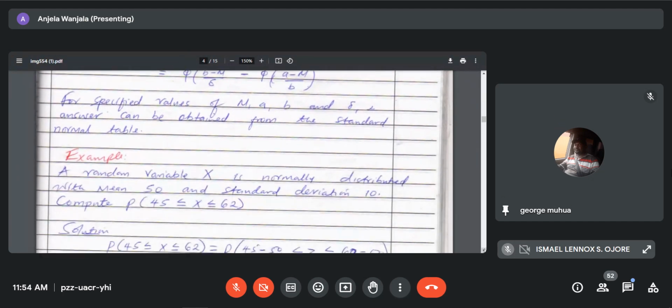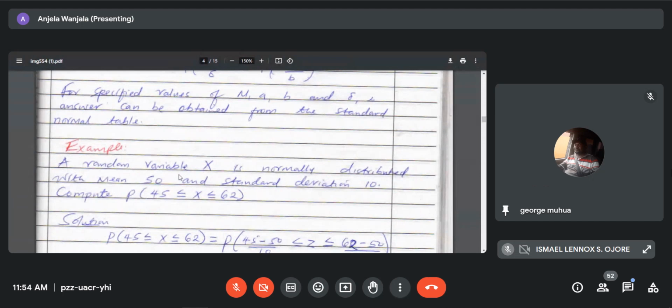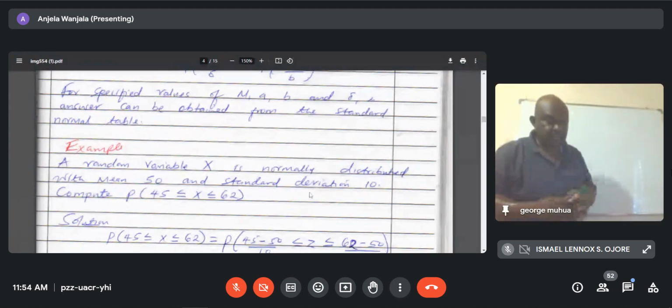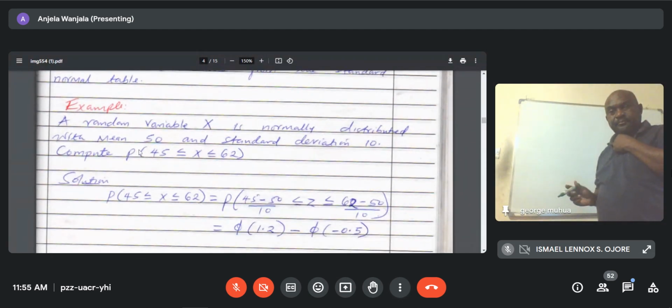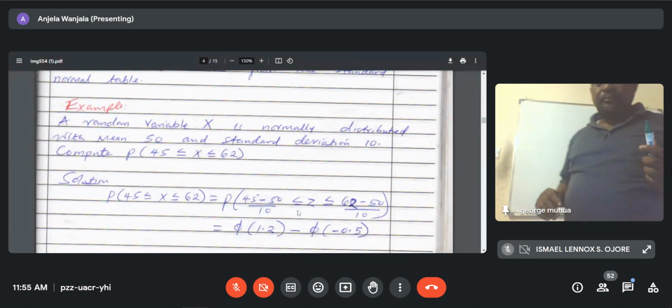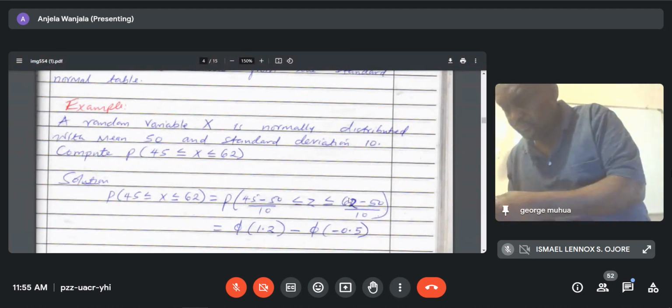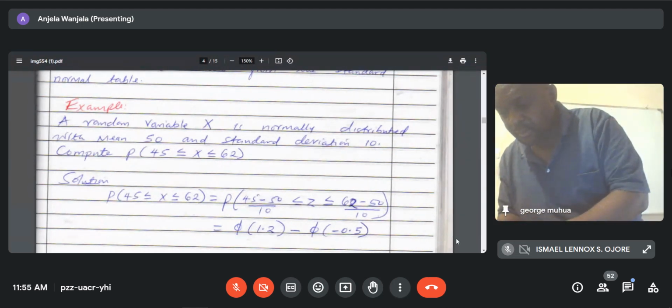So for an example, if we have a random variable with the mean of 50 and the standard deviation of 10, we want to compute the probability that X is ranging between 45 and 62. So here we have been given the range of X, the mean and the standard deviation. So how are we going to find the probability? On the lower side, we take the value minus the mean over standard deviation, and then for the upper side we take the value minus the mean over standard deviation.